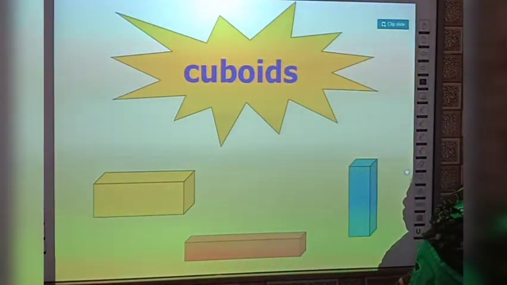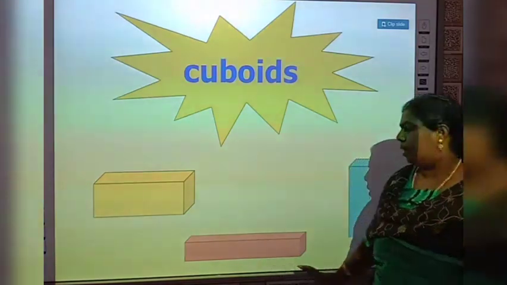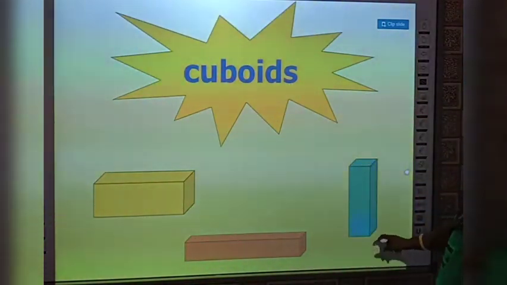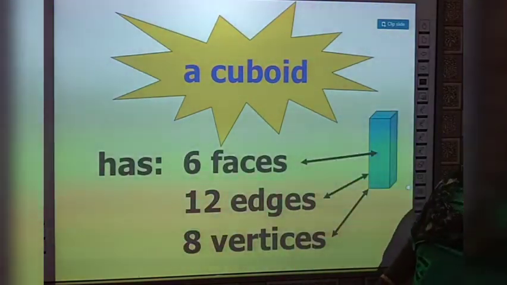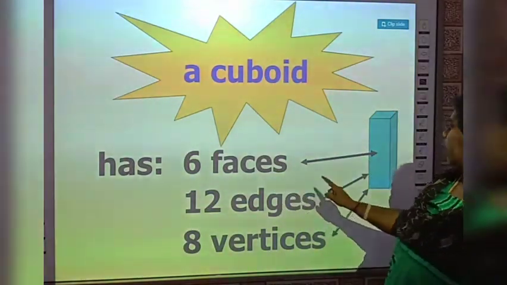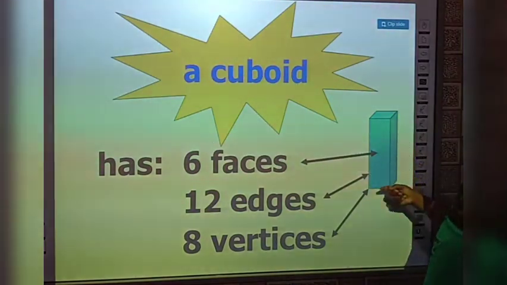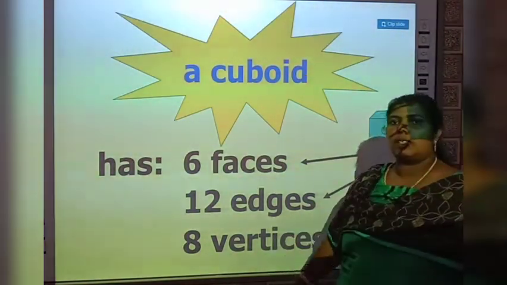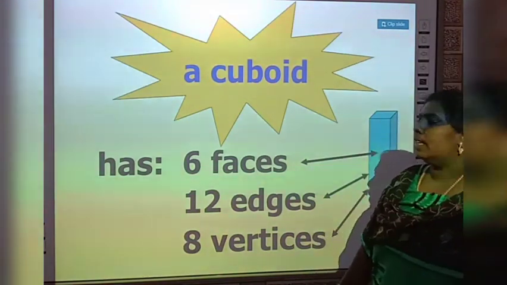Then cuboid. See here how it will be. This is the slim one, this is the thick one. Here also one thick one. A cuboid also has 6 faces. Then how many edges? 12 edges. Then how many vertices? 8 vertices.